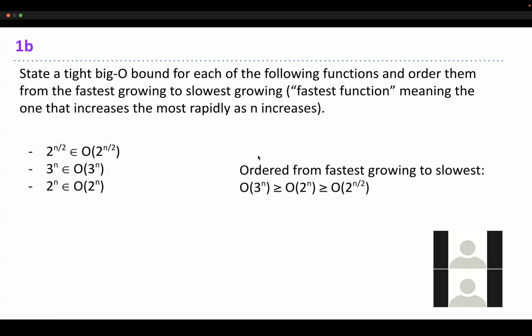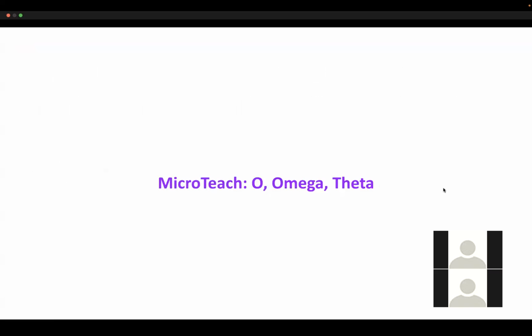And then fastest growing, slowest. So 3 to the n, super fast growing, but it's slow. 2 to the n, somewhere in the middle. 2 to the n divided by 2, slowest growing, meaning has the fastest runtime.